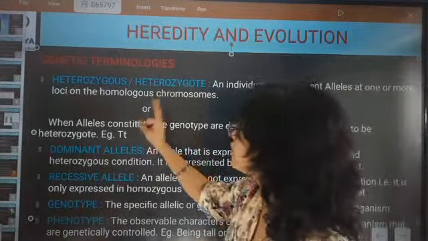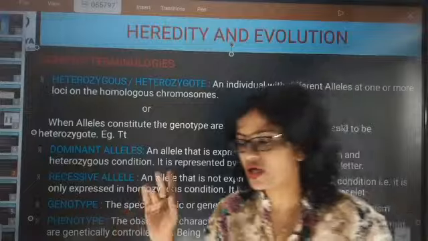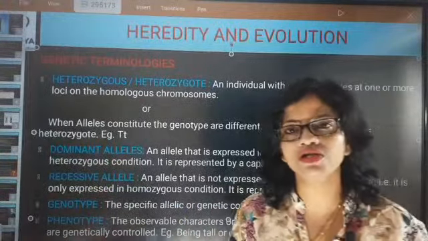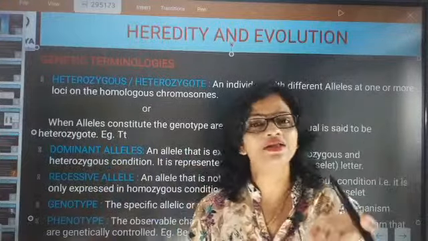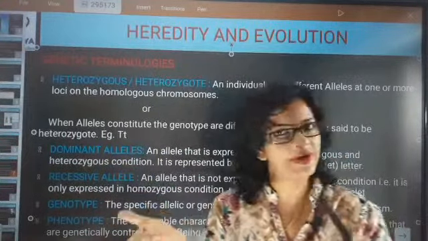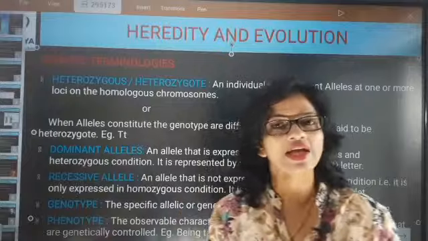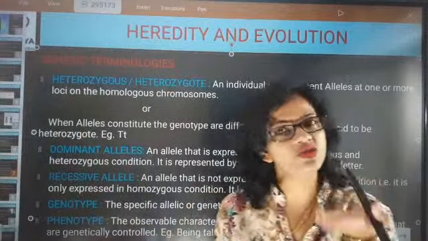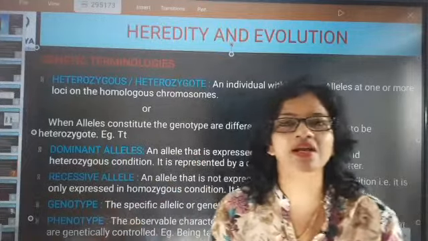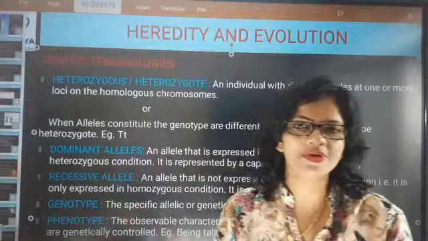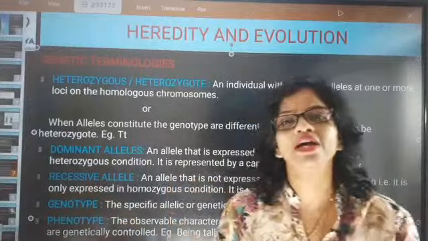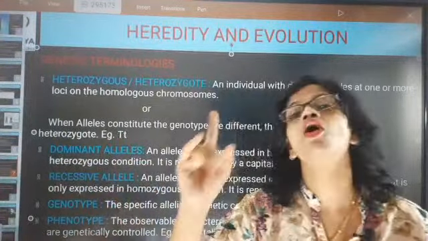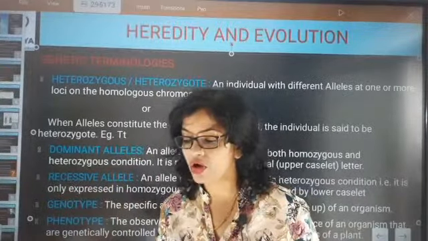Now next is heterozygous or heterozygote. Homozygote, you understood? The same alleles will be there, either both small letters or both capital letters, so it will be called homozygous or homozygote. But where you see one small letter and one capital letter, the different types of alleles presenting a particular gene, that is called heterozygote, or heterozygous.